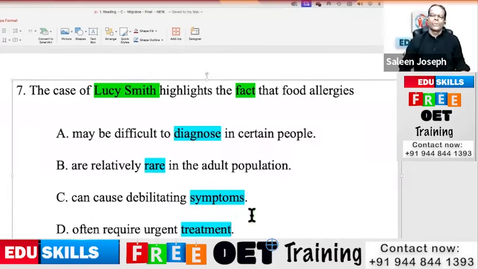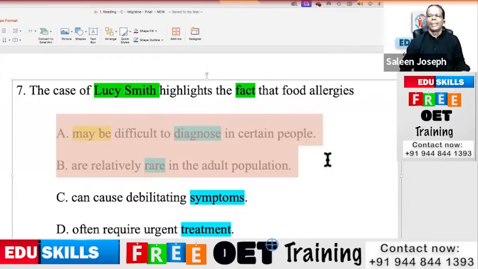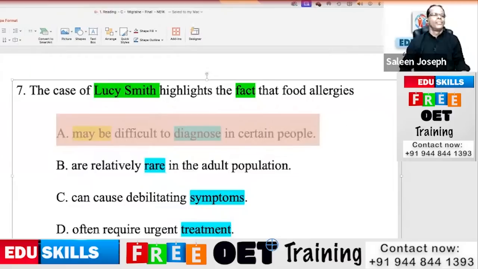And you can also understand from the modal verb "may" or "maybe" that it may be difficult to diagnose in certain people, but they are asking about a fact, right? Fact and opinion. So when they ask for a fact, can an opinion be the answer? No. Then ultimately what you can do? Even before you go to the text, you can eliminate.